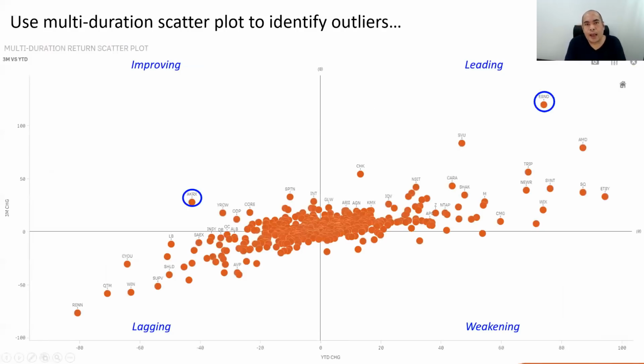So here I'm basically presenting the entire universe for NYSE and NASDAQ securities, and here you can already see how Scatterplot is able to help you identify the outliers. Which stocks should you have been focusing on?